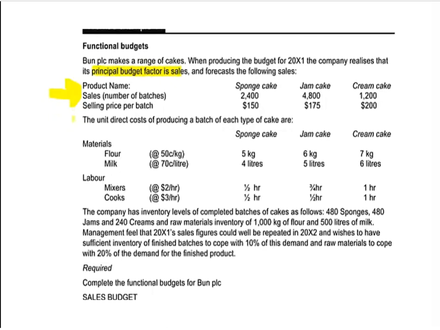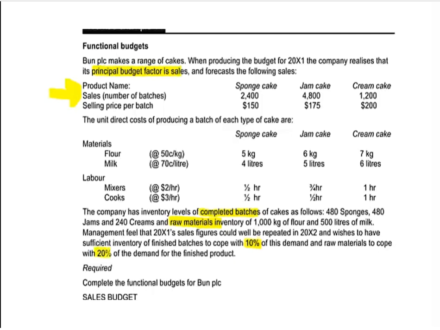Now remember, there are 2 types of inventories. There are inventories of the completed batches, so the finished goods, and also the raw materials. What we don't know then is the level of closing inventory, and so we're going to have to work that out based on these assumptions we've been given. So management want to have sufficient inventory of finished goods for 10% of demand. So for example, for the sponge cakes we want to have 240 in closing inventory.